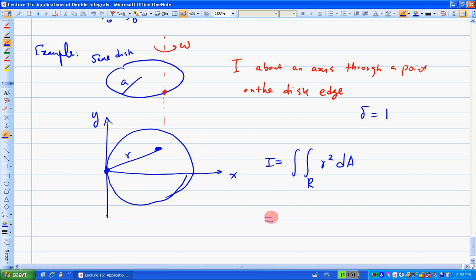So the trick here is this: how do I find the limits now? It's still circular, so I'm still going to use polar coordinates. What do we do? We draw a radiating line across this whole region R. First contact gives me the R min. Second contact gives me the R max. So what's the value of R max?